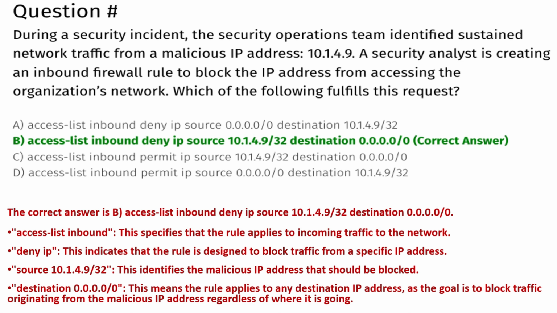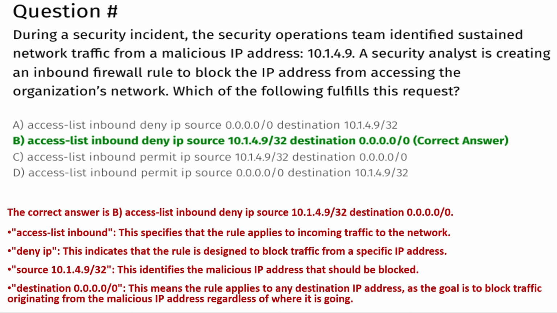Option C is access list inbound permit IP source 10.1.4.9/32 and destination 0.0.0.0/0. And option D is access list inbound permit IP source 0.0.0.0/0 and the destination IP is 10.1.4.9/32. And the correct answer for this question is option B, access list inbound deny IP source 10.1.4.9/32 and the destination IP is 0.0.0.0/0.